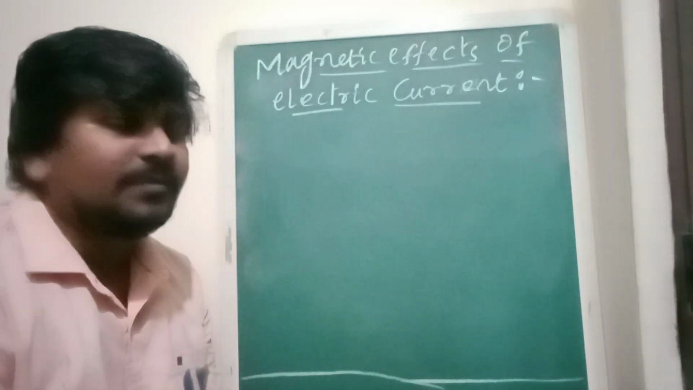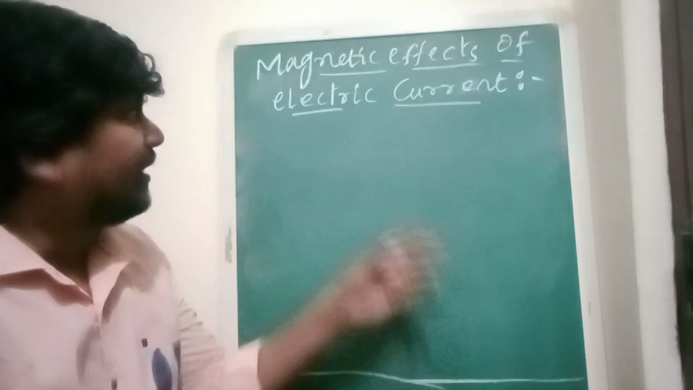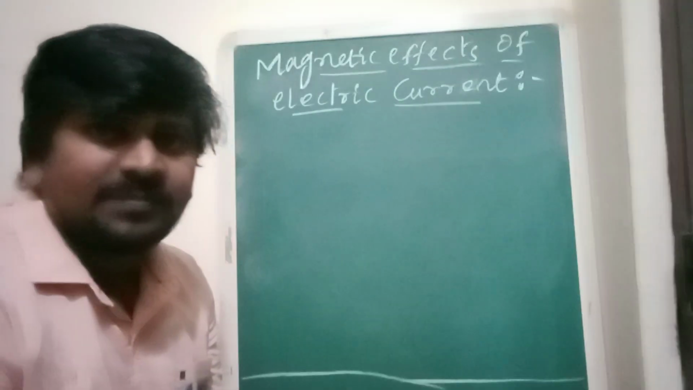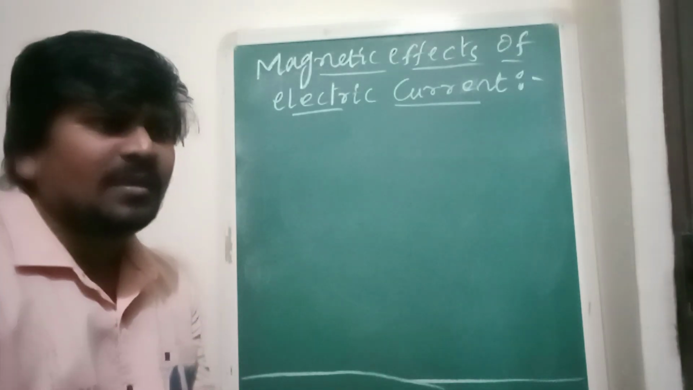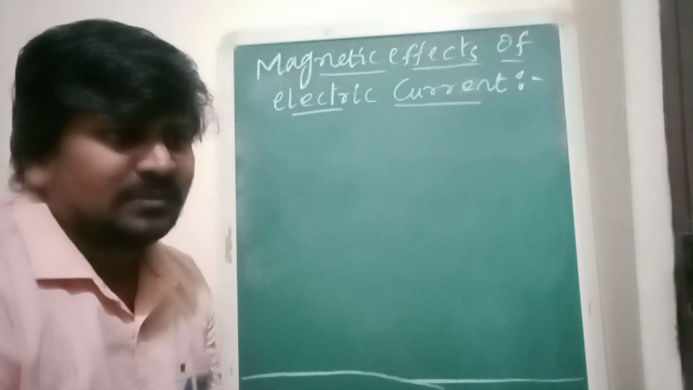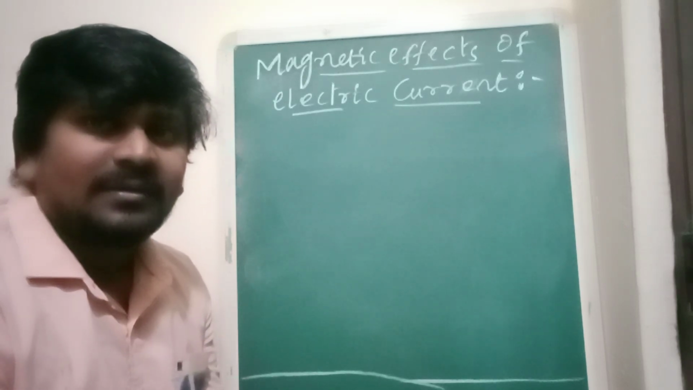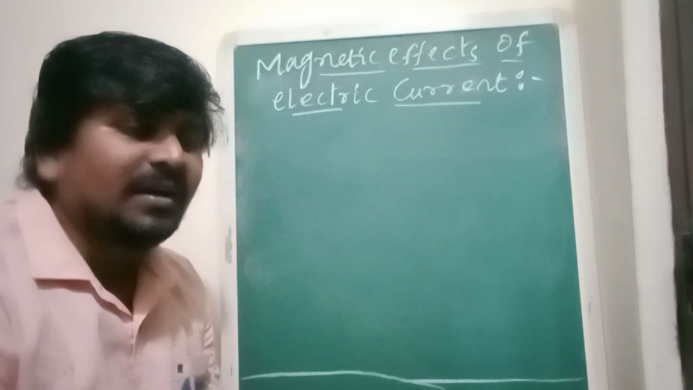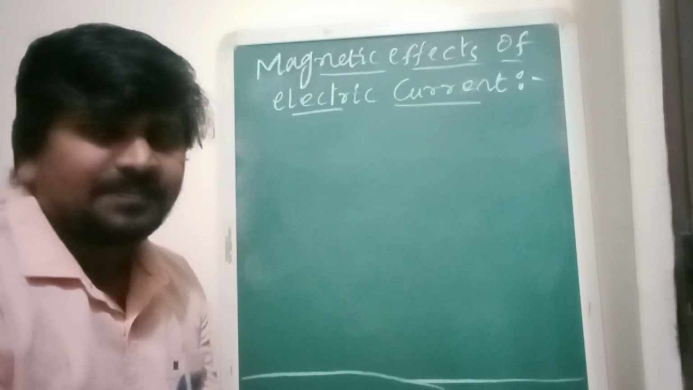So, in this video, the continuation of the topic will be discussed, that is magnetic effects of electric current. In the previous video, I explained about magnets and magnetic properties, bar magnet, magnetic field, and properties of the magnetic field lines.